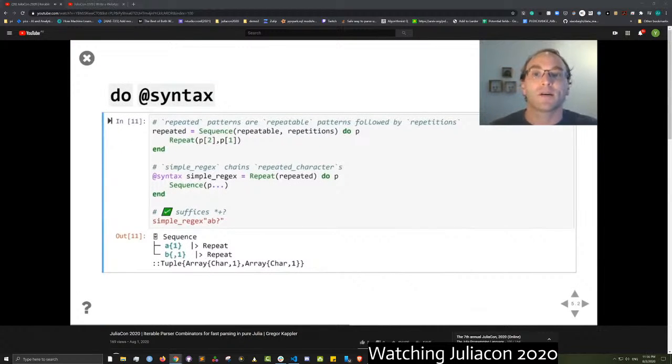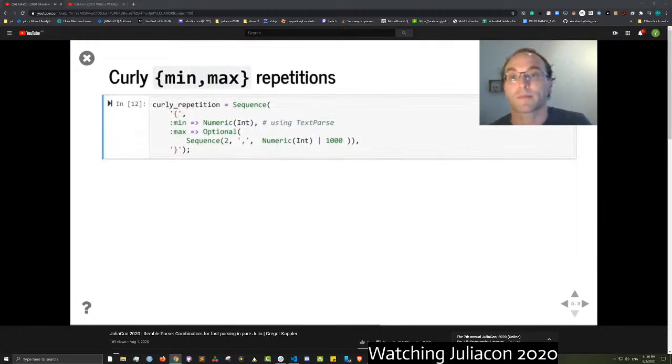Repeated patterns are repeatable patterns followed by repetitions, transformed into a combined parser's repeat. Simple regex then chains any number of such repeated patterns and transforms them into a combined parser's sequence. This is sufficient for cases without curly braces.